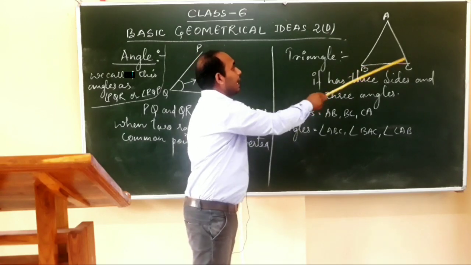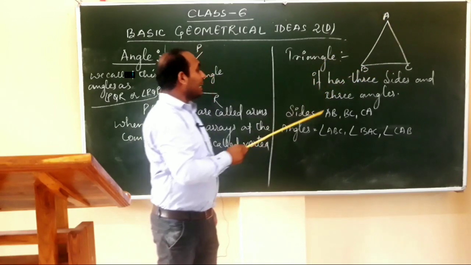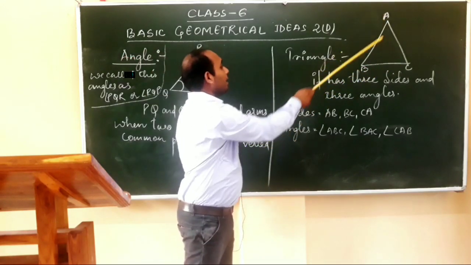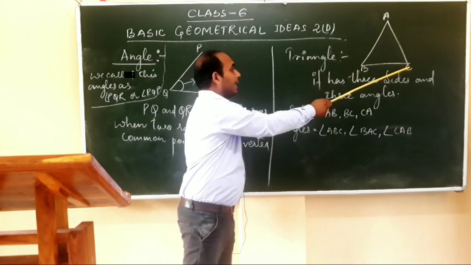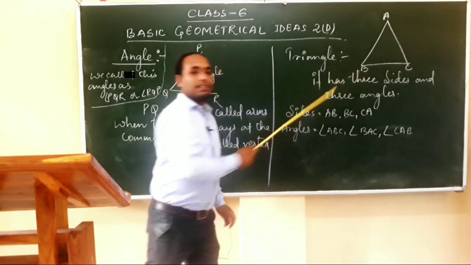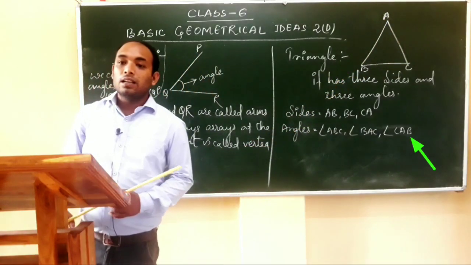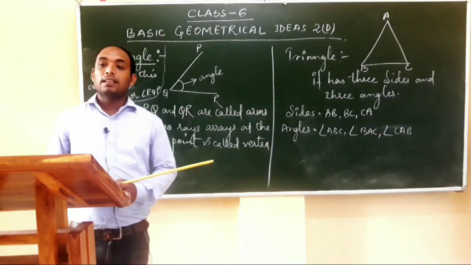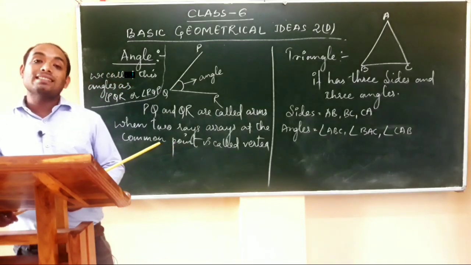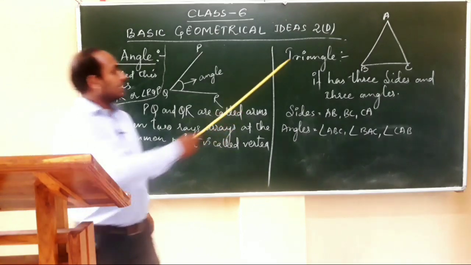AB, BC and CA. And which are the angles? ABC, BAC and CAB are the angles. So it is a closed figure made up of three line segments. These three line segments make three vertices. These are the three vertices.